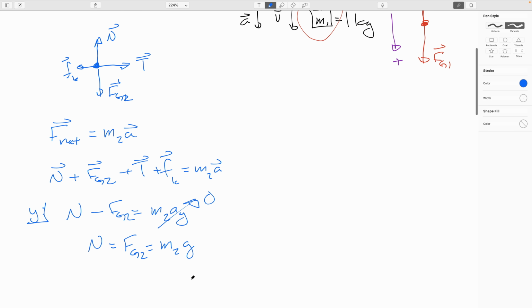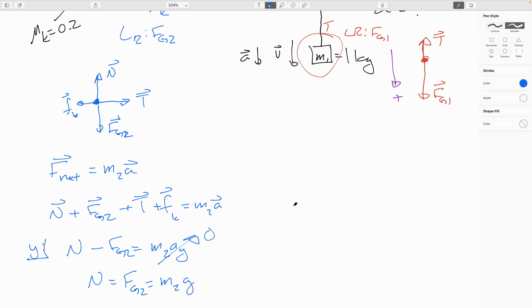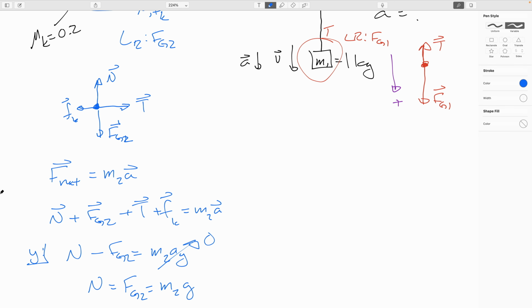All right, we'll get back to modeling the blue system, but let's just turn our attention to the red system for a moment and see what we can tease out of it. So our red system is going to be same deal, F net equals M1A, and that's tension plus Fg1 equals M1A. And we can go into the land of Y here. There's nothing happening in X, so we don't even need to bother here.